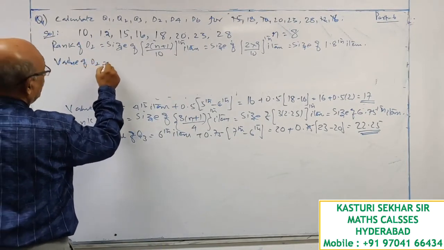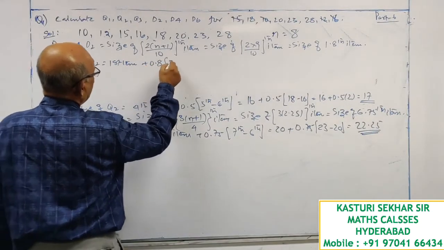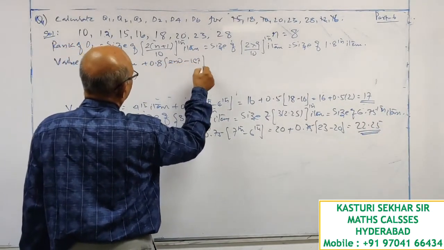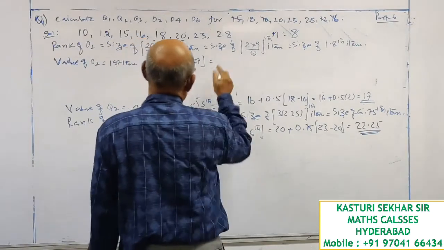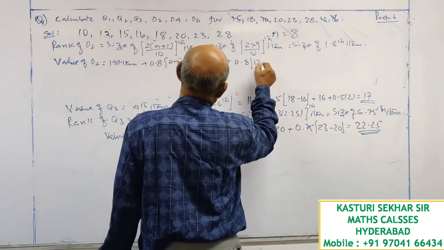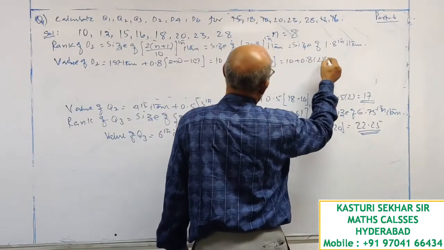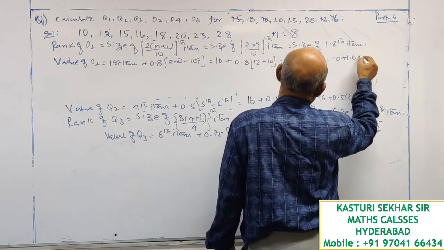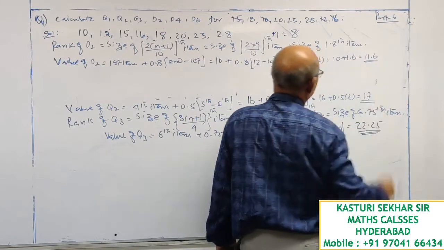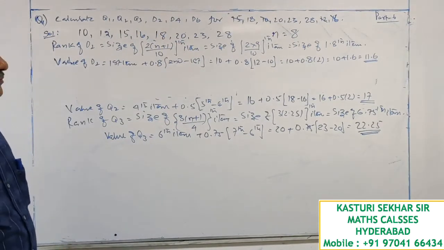Value of D2 is equal to first item plus 0.8 into second minus first. First item is 10. 0.8 into (second minus first), 10 plus 0.8 into 2. 10 plus 1.6, 11.6. Value of D2 is equal to 11.6.